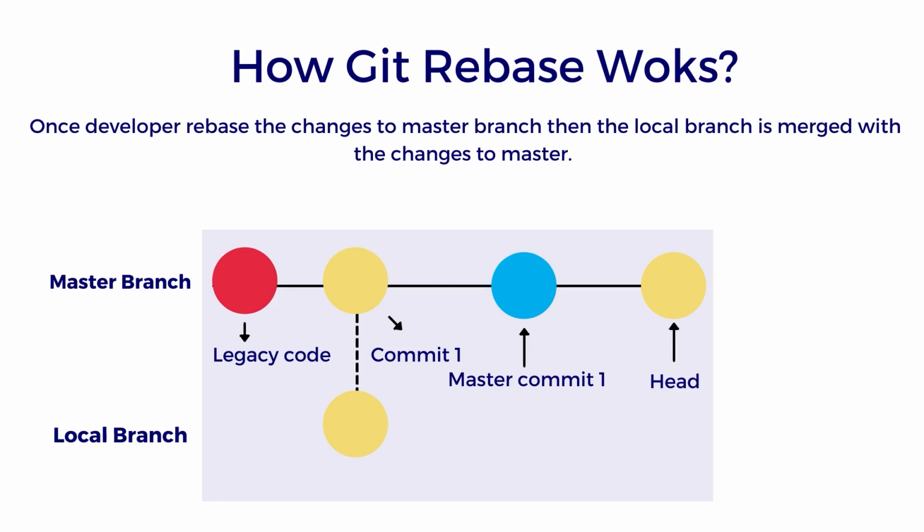In that case, we will modify the head to the local branch. Once the developer rebases the changes to the master branch, then the local branch is merged with the changes to the master. As the name rebase suggests, it changes the base. Here this will change the head pointed to the local branch so that the changes are added to the master branch. I hope this helps to understand rebase and its working.